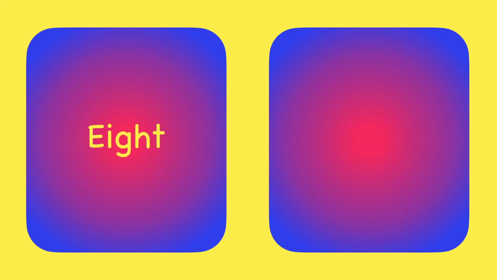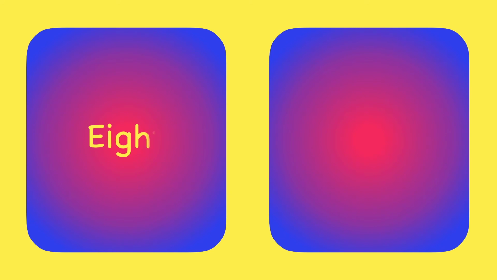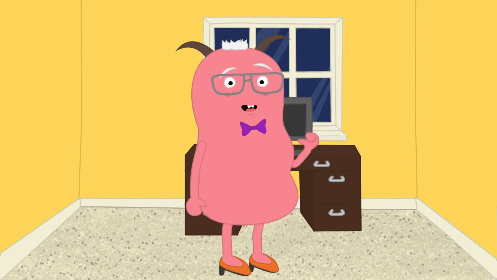Eight. What's 8 in Hindi? Is it 8? Do? Or is it 9? Eight is 8. Do is 2. And 9 is 9. Yes, you guessed it right. 8 is 8. Let's look at it one more time. 8 is 8. You did great, friends. That was awesome.